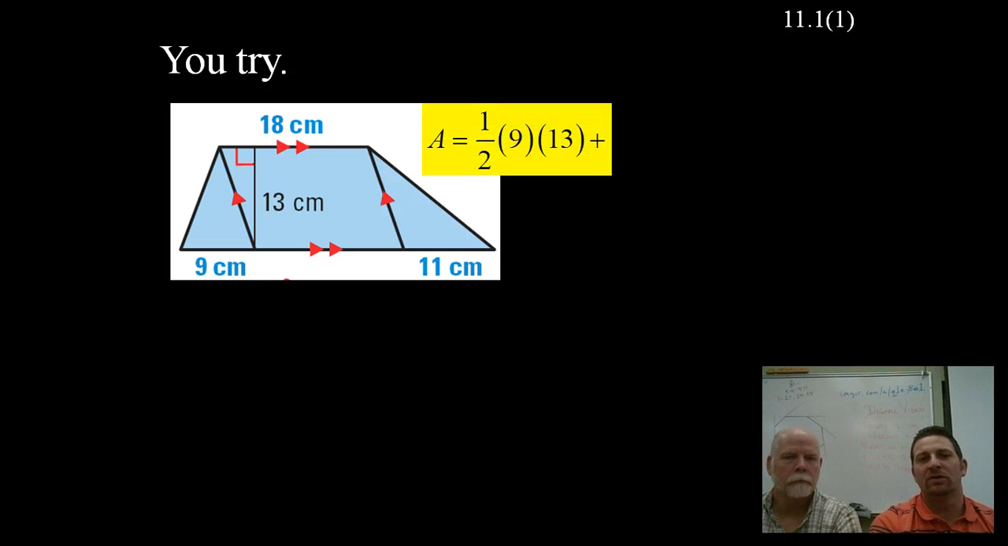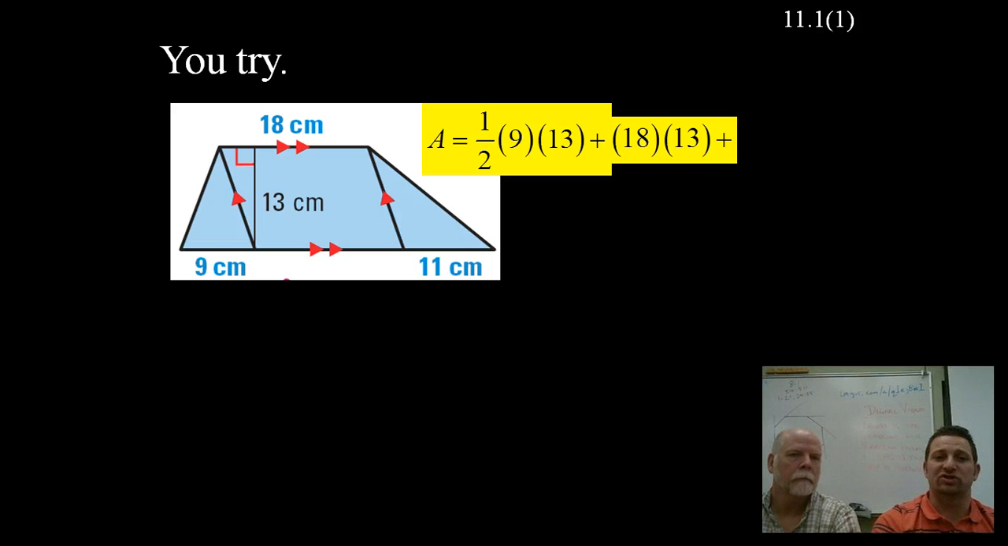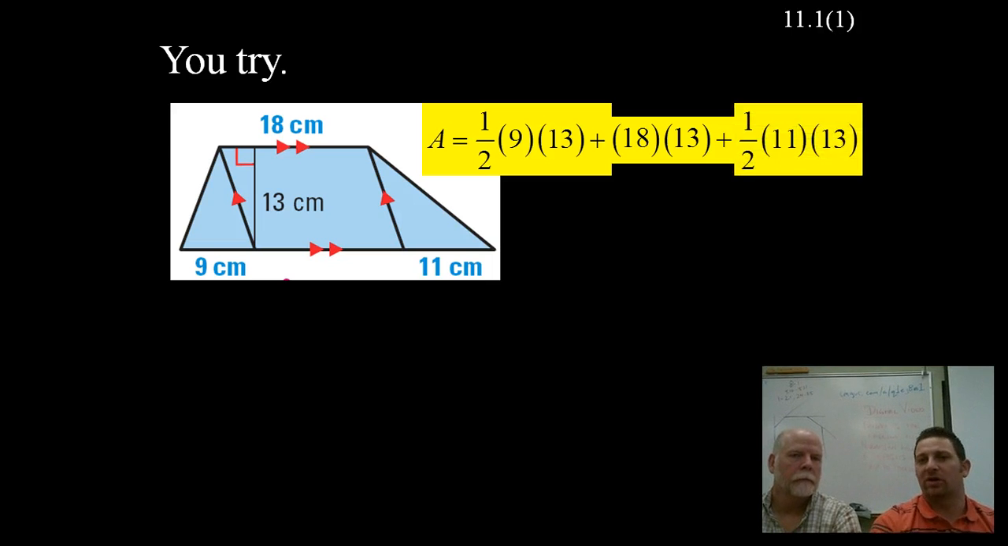So if I take that first triangle, I can say that the area of that first triangle is A equals 1/2, 9, because the base of that first triangle is 9, times 13, because the height of that shape is the 13, there's a perpendicular up there, plus, now the area of the parallelogram will just be 18 times 13, okay? And then plus, the base of that triangle would be 11 times the height, which is also 13, and then half of that. And then all you got to do, guys, is basically put that into your calculator and do the arithmetic. And the answer is 364 square centimeters or centimeters squared, whichever way you want to look at it.